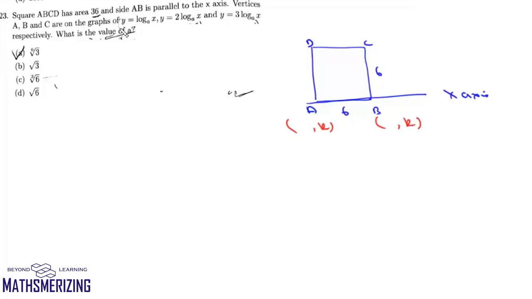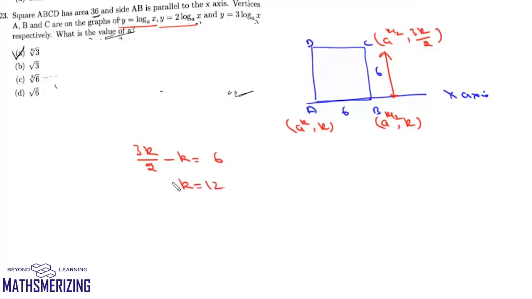Now A lies on y equals log x to the base a. Now if we take y as K, it will be a to the power K. So this is a to the power K, and here B lies on y equals 2 log x to the base a. So it will be a to the power K by 2. For C, x coordinate will be a to the power K by 2. So we'll put x as a to the power K by 2, we'll get y as 3K by 2. Now length of this side is 6. So from here we can write 3K by 2 minus K, and this is 6.